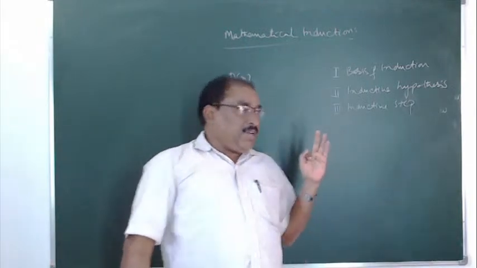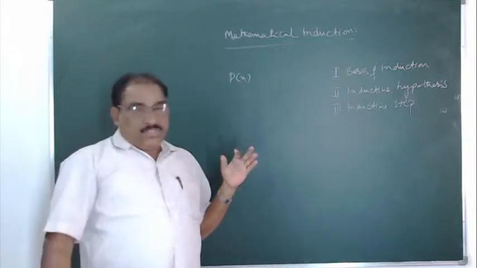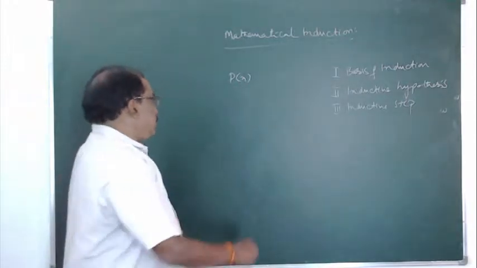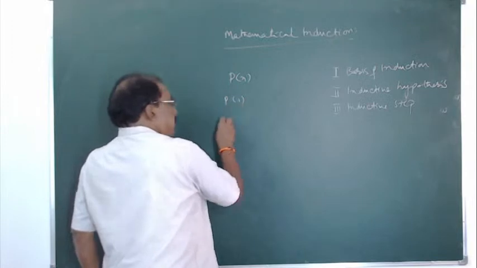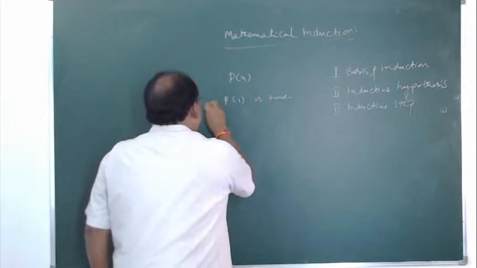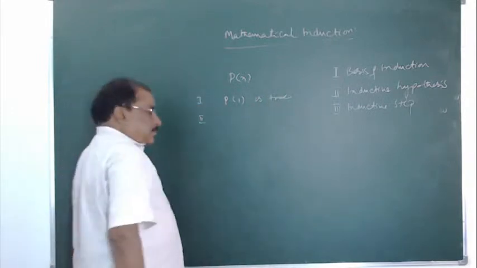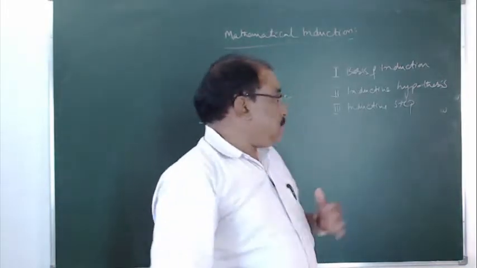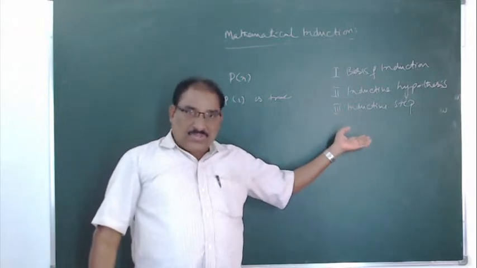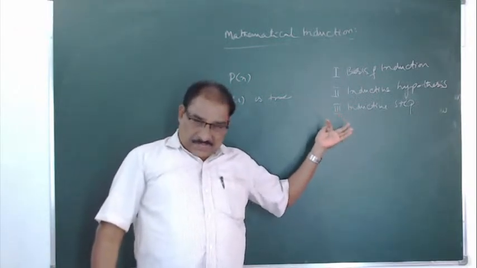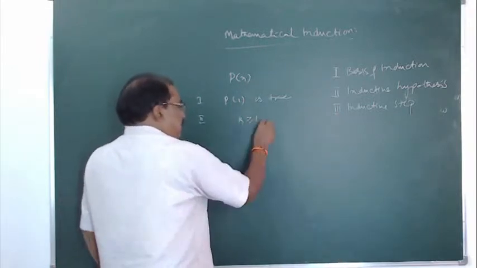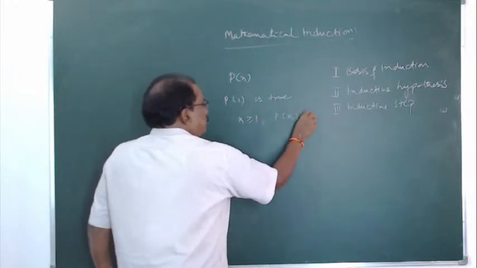To solve this problem by using the 3 steps. First step, take n is equal to 1 in P of n. This is step 1. Okay. Remember it. What is the second step? Inductive hypothesis. We assume the formula or statement for k greater than or equal to 1. That is, P of k is true.